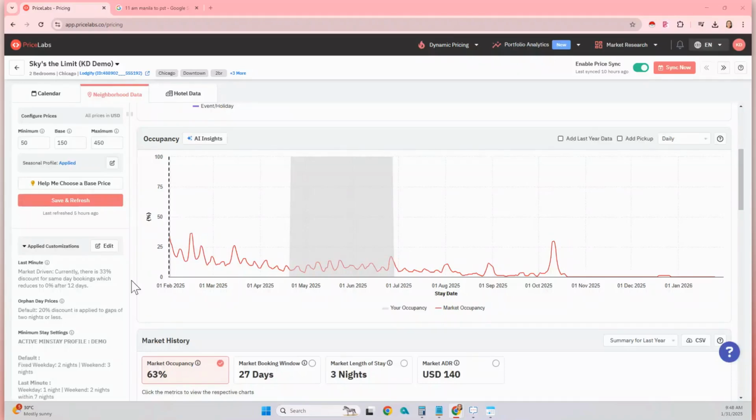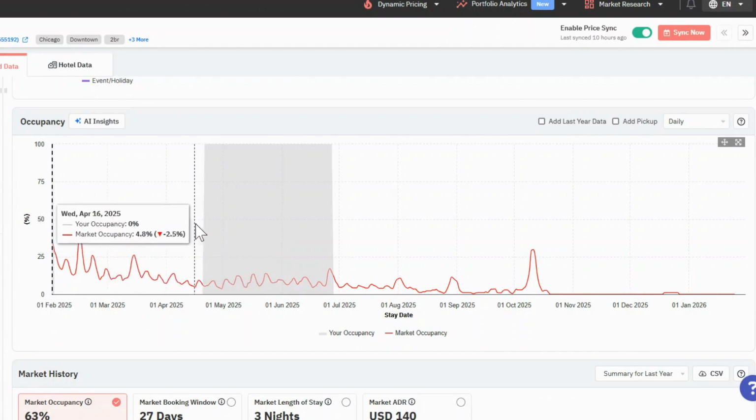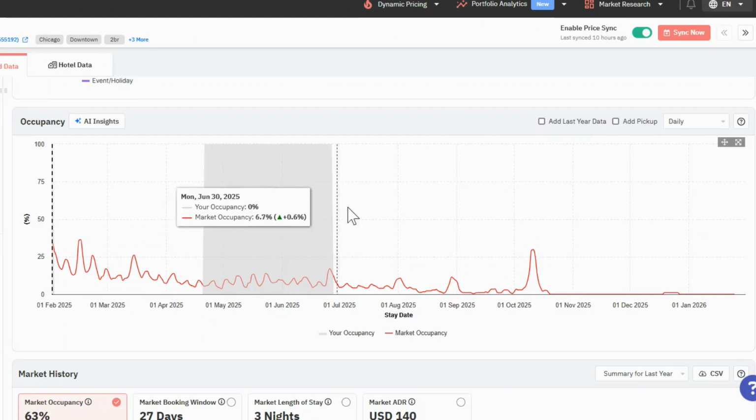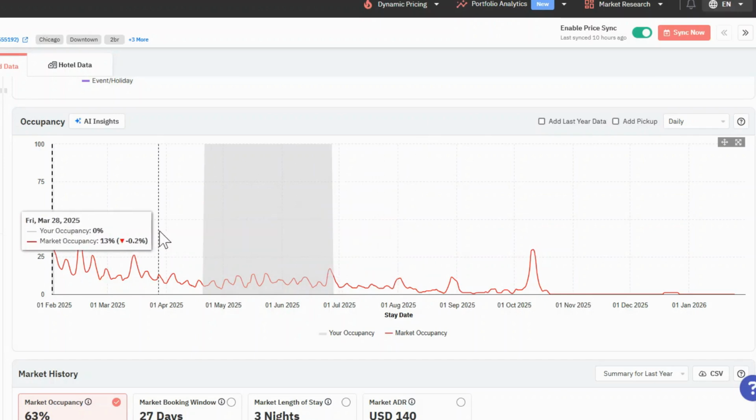Hello, everyone. Next up in our neighborhood data series is the occupancy chart. Here you'll see a red line, which represents the occupancy of your hyperlocal market. When you see a gray background, it indicates that your property is occupied. In contrast, a white background signifies that your property is vacant. This color coding allows you to quickly assess your property's occupancy status.